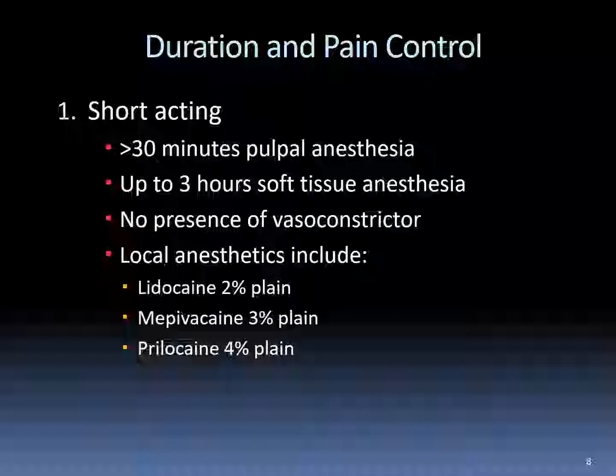Short-acting anesthetic is limited to about 30 minutes or less of pulpal anesthesia, but can have up to 3 hours of tissue anesthesia. There is no presence of vasoconstrictor, and the local anesthetic agents that fall into this category are lidocaine 2% plain, mepivacaine 3% plain, and prilocaine 4% plain.